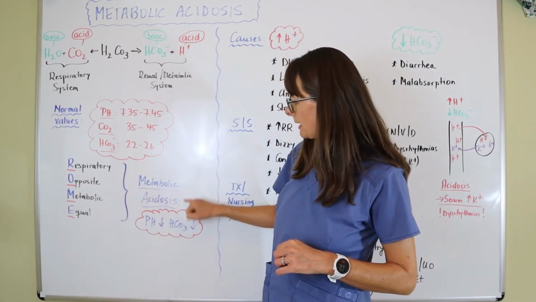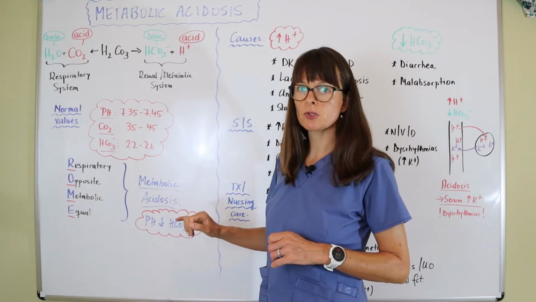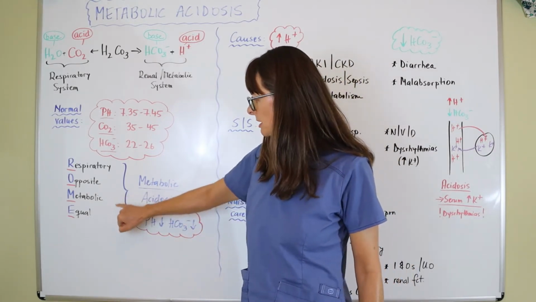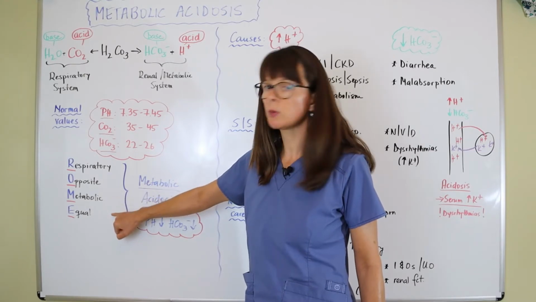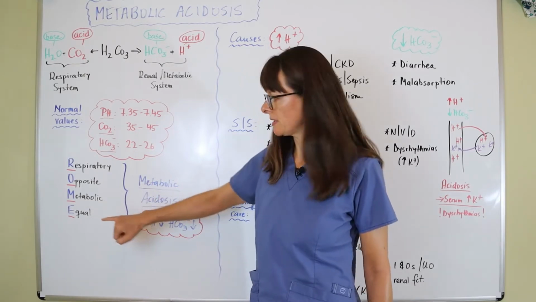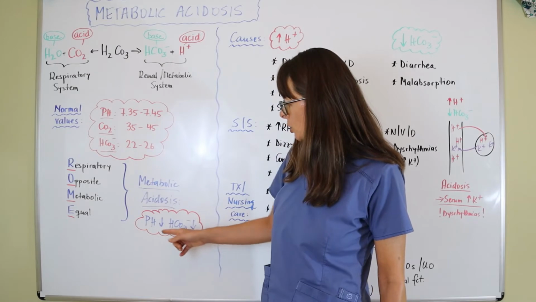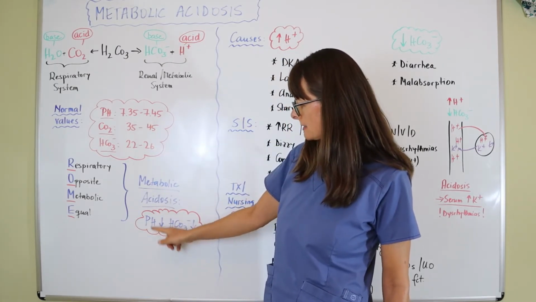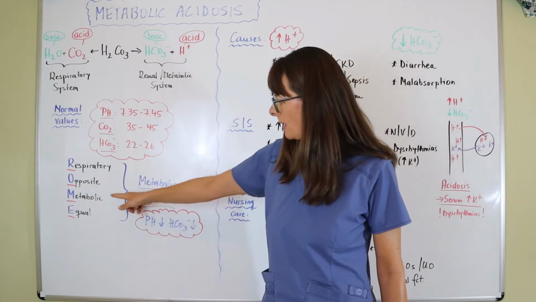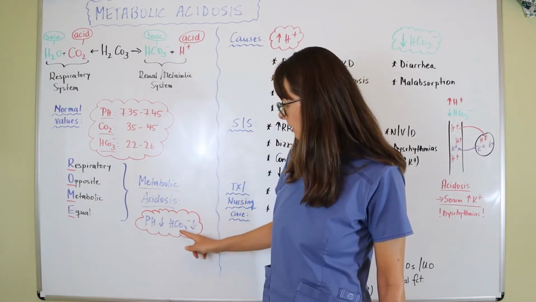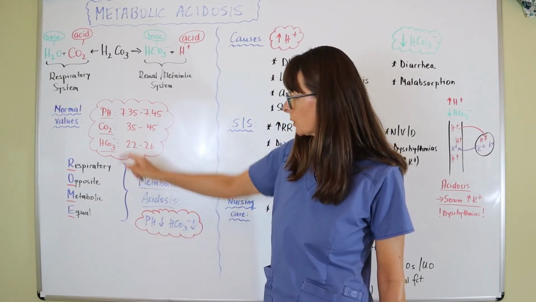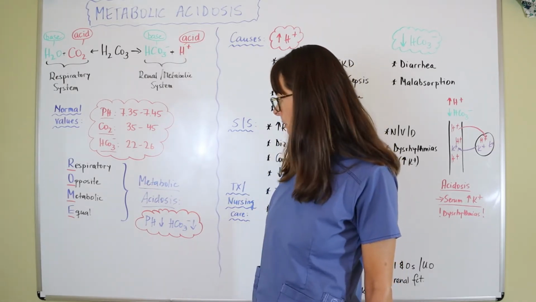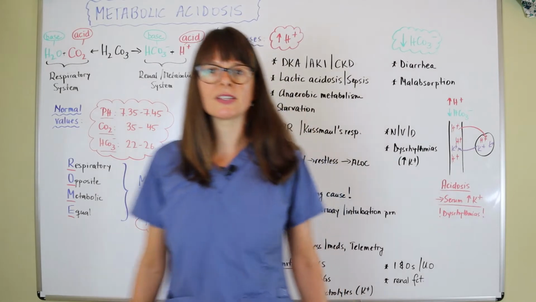So in metabolic acidosis, this all refers to the pH. The pH is equal, or goes in the equal direction, as the bicarbonate. So we know in acidosis the pH is low, so in metabolic acidosis the pH will be low, and metabolic is equal, so the bicarbonate in this case will be below 22. Just a quick little acronym on how to memorize this.